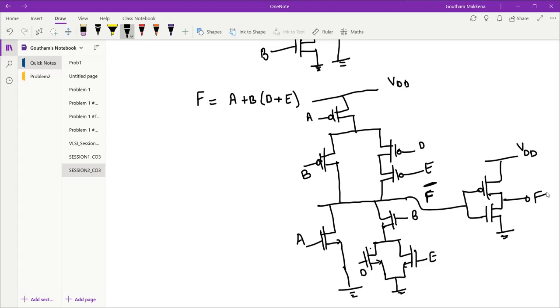From this session I think you should be able to pick up, or after this session you should be able to draw a CMOS logic circuit for any given Boolean expression.